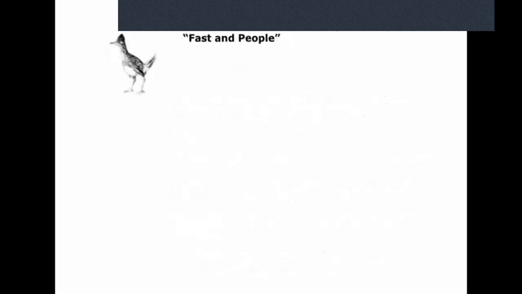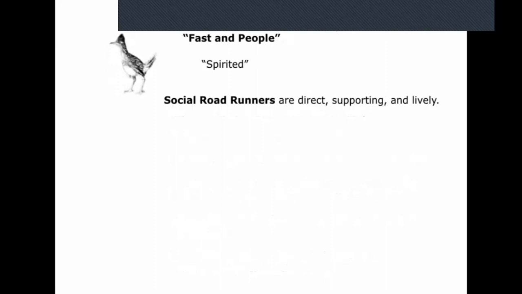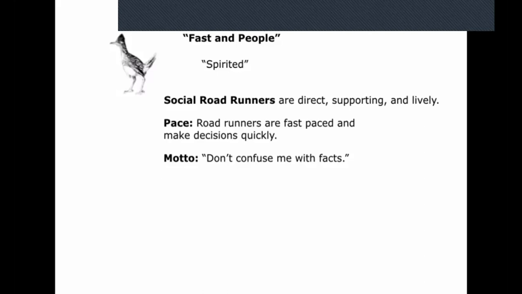If fast and people are your two characteristics, you're a roadrunner. You're spirited. You're direct, supporting, and lively. The roadrunners are fast-paced. They make decisions quickly. Don't confuse me with facts. They're emotionally run. They're the type of people that go in a supermarket line, just see something at the counter there and grab it and buy it. They're impulsive. Their theme is, ain't we got fun.